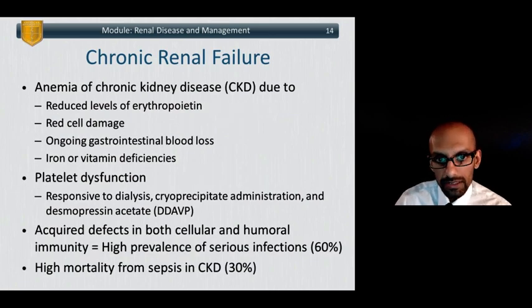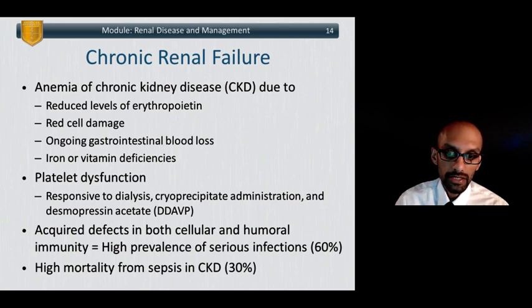So anemia of chronic disease, largely due to reduced levels of erythropoietin and red cell damage. Ongoing gastrointestinal blood loss can occur, and of course iron or vitamin deficiencies that may coexist with this. Platelet dysfunction, ironically, is actually responsive to dialysis. You can treat platelet dysfunction with cryoprecipitate, which contains appreciable levels of factor VIII and von Willebrand's factor, as well as pharmacologically with desmopressin or DDAVP, which releases factor VIII and von Willebrand's factor from the endothelial cells.